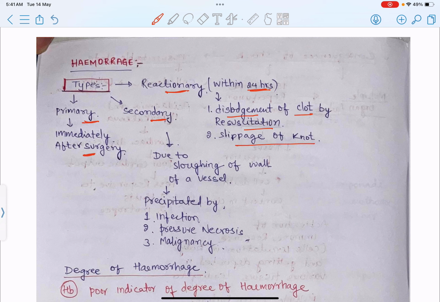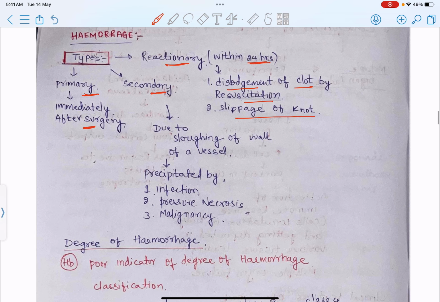Then coming to the secondary hemorrhage, it is due to the erosion of the wall of the vessel, which can be precipitated by infections, pressure necrosis, and malignancies.